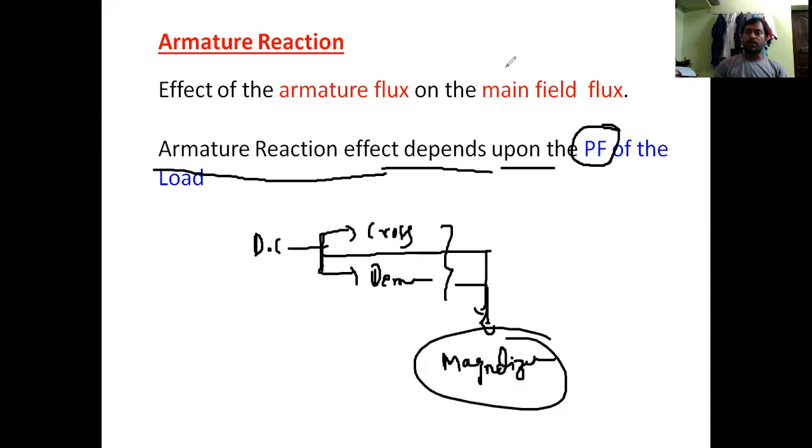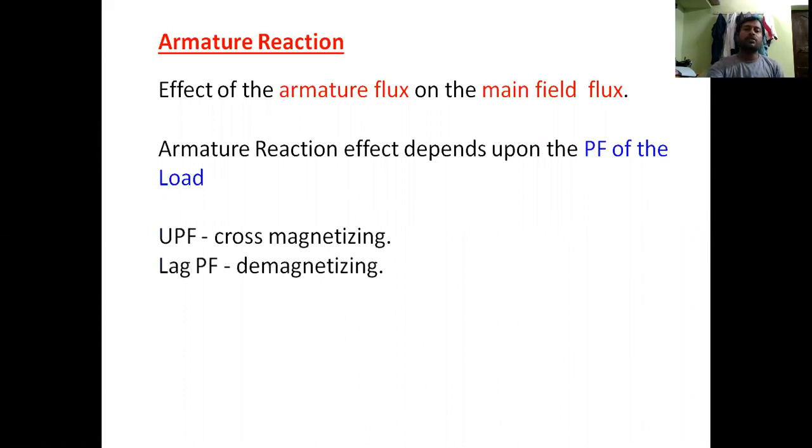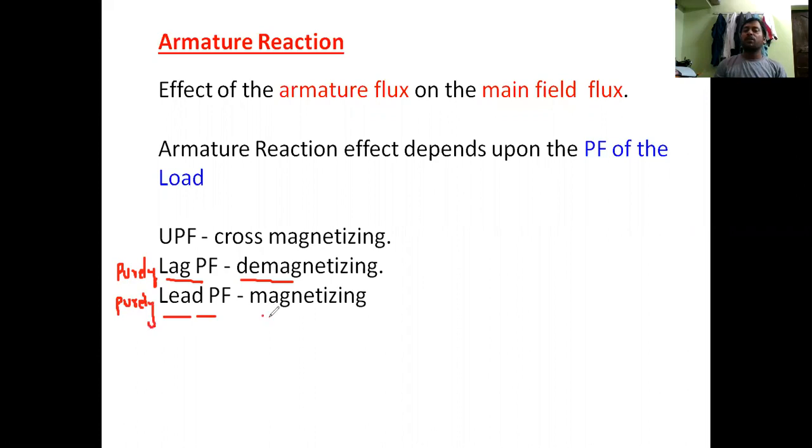Magnetization effect will take place. I will explain in a step-by-step manner. First, the UPF load is nothing but a cross magnetization effect. Lagging power factor is nothing but demagnetization effect. I should not say this is just lagging; I should say purely lagging power factor. Then only demagnetization, and a purely leading power factor. Then magnetization.